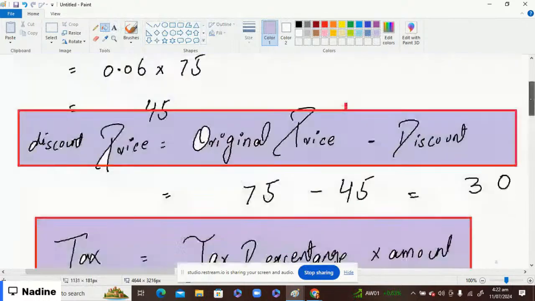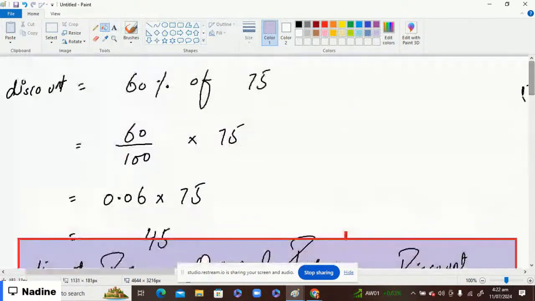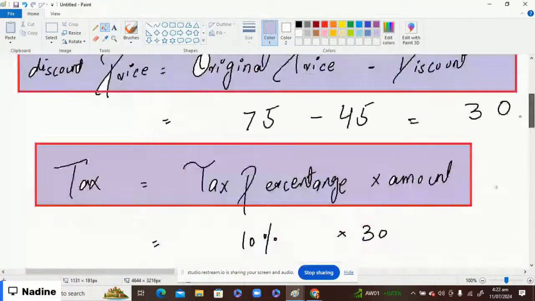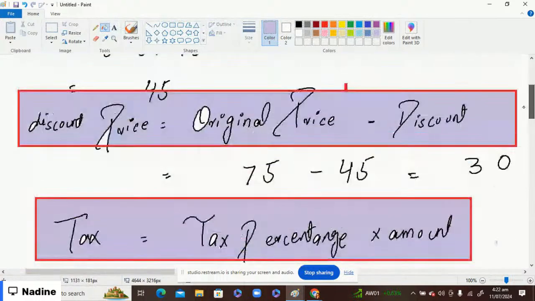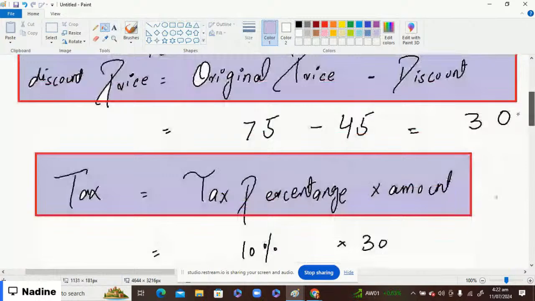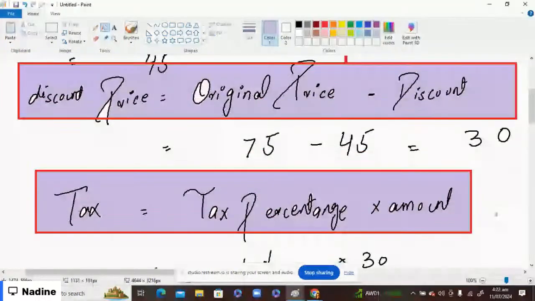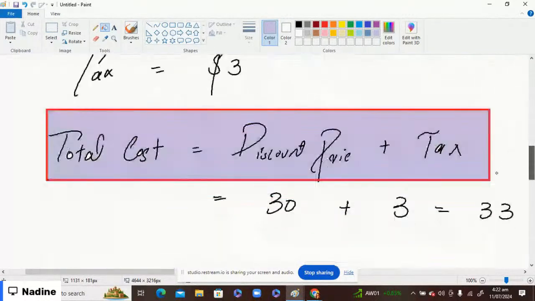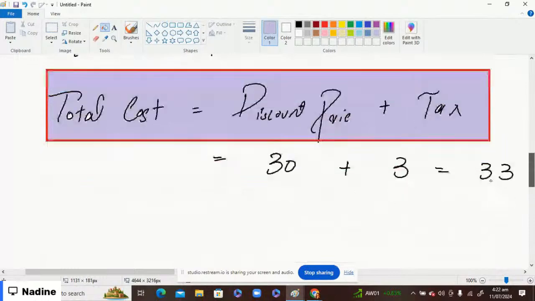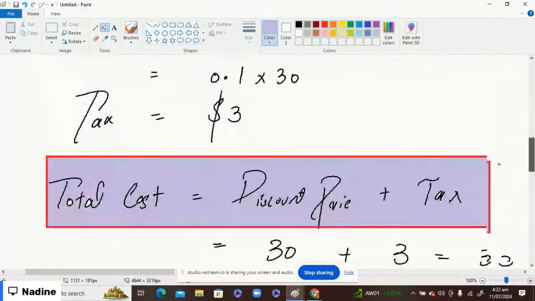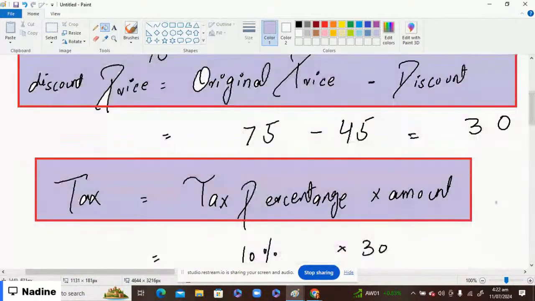So these are the formulas, okay? Discount formula is easy, that's just a percentage. Discount price is original price minus discount. What is the tax? Tax percentage times amount, and how much the total cost, which is discount price plus tax. Okay, so these are the three formulas. If you want to write it down, then it will help you. Save all these formulas in your notes.